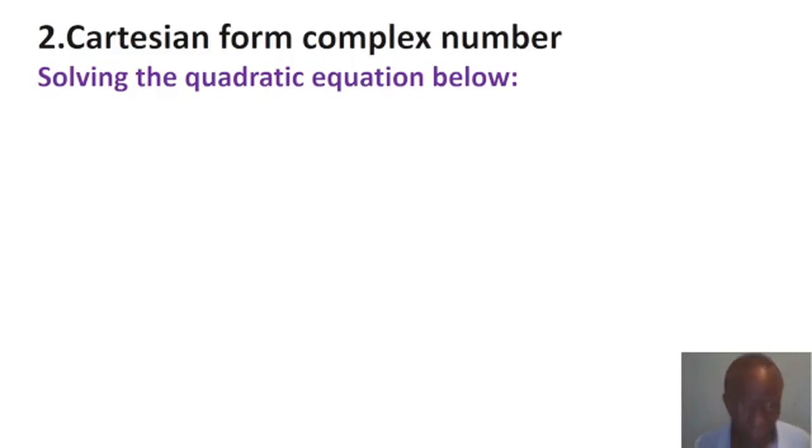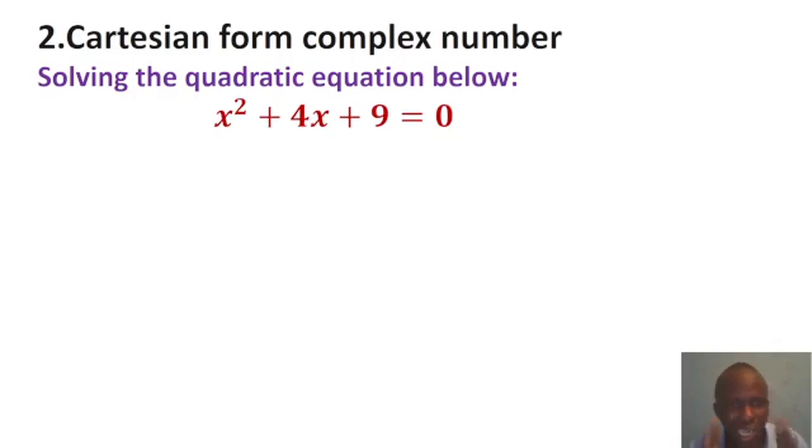Particular topic, that is Cartesian form of complex number. We are going to consider a quadratic equation in this case, and the equation is x squared plus 4x plus 9 is equal to 0. Most of the quadratic equations and maybe cubic equations have got real solutions, and we are going to see the solution of this particular quadratic equation.